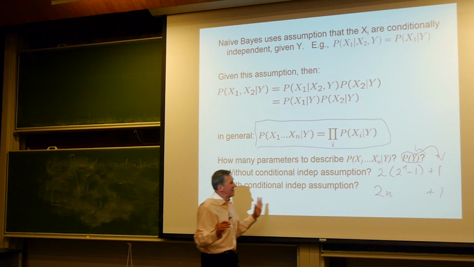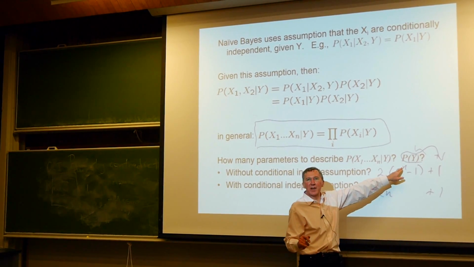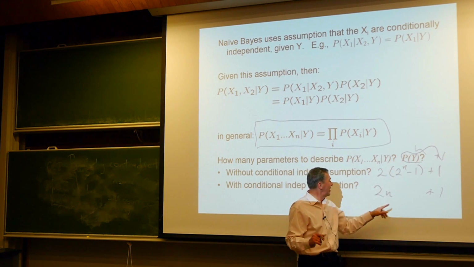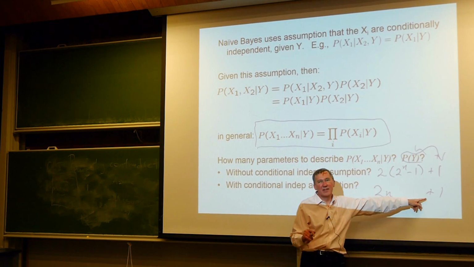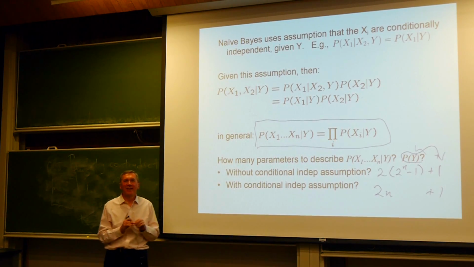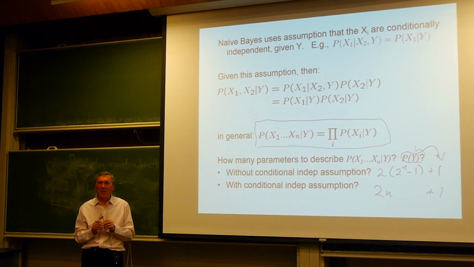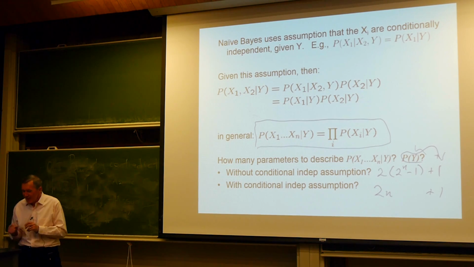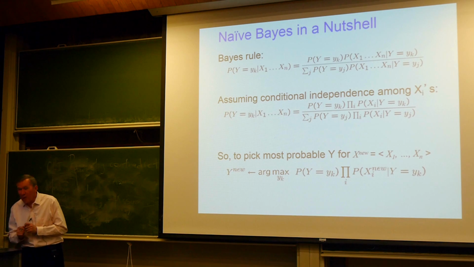But this is beautiful. Remember when we had 30 Boolean features and we were getting like a billion parameters here? Now we'll have 61. It's a wonderful world if conditional independence holds. Okay? So now we're there.